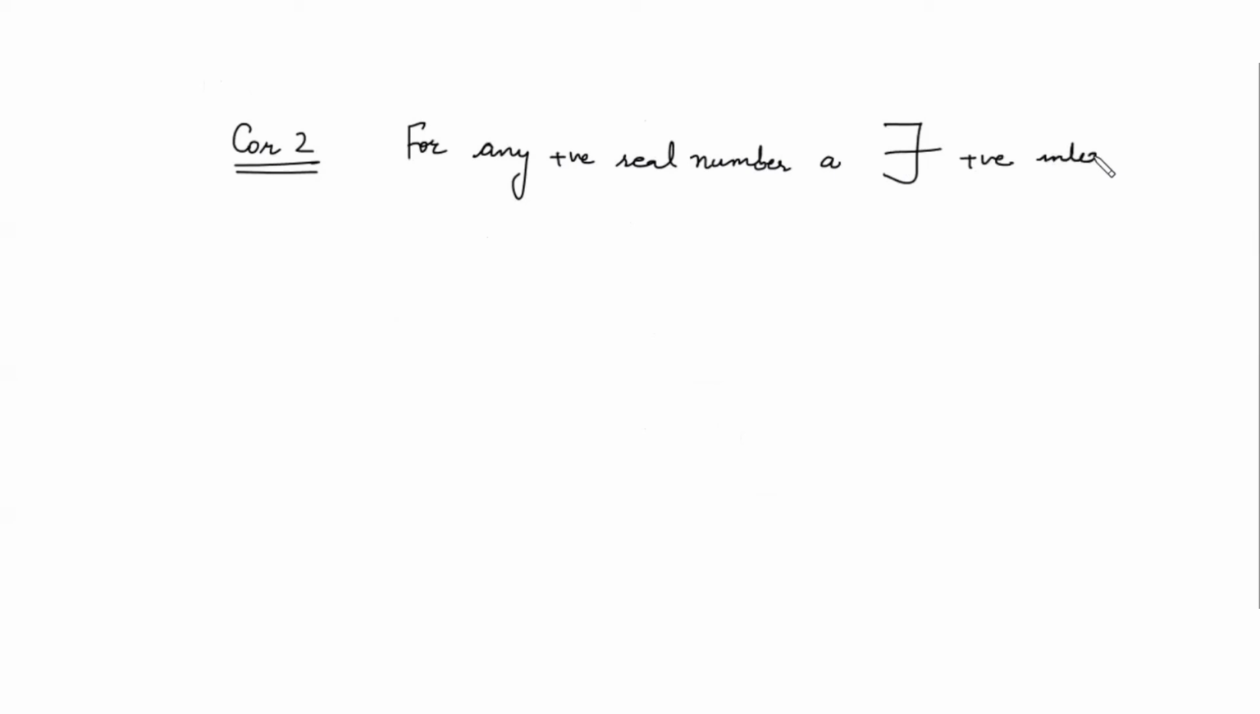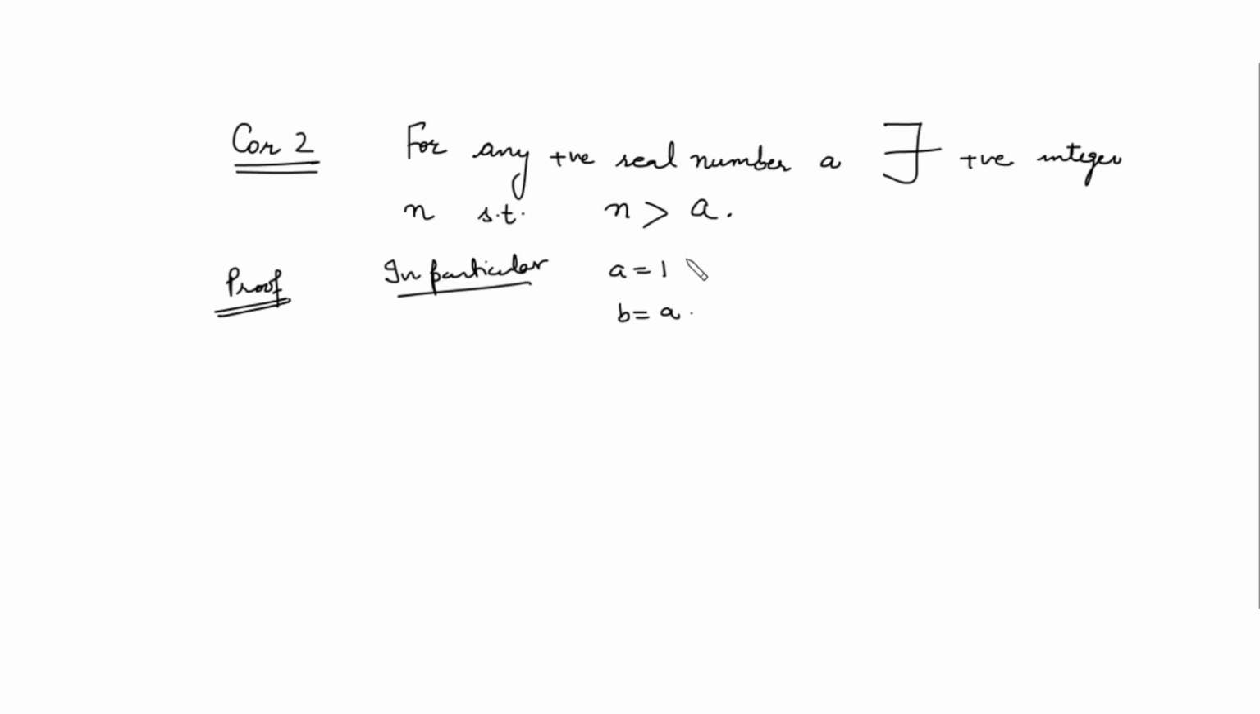Now see the next corollary. This says that for any positive real number a, there exists a positive integer n such that n is greater than a. Now, how will you prove this? By using the Archimedean result. So here in particular, you can put a to be 1 and b to be a in the previous result.